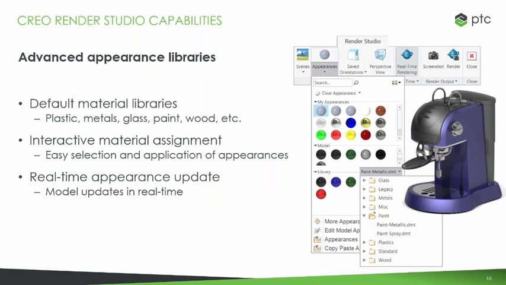So the first ability that we have is an advanced library of appearances that we can work with. In base Creo, we have some standard appearances, but with Render Studio, we've really enhanced this, including plastics and metals, glass, wood, and many more. They're all very easy to work with and apply. Whenever we apply appearances, our models update in real time. As we make changes, change the views, or change appearances, the model right on the screen changes along with it.